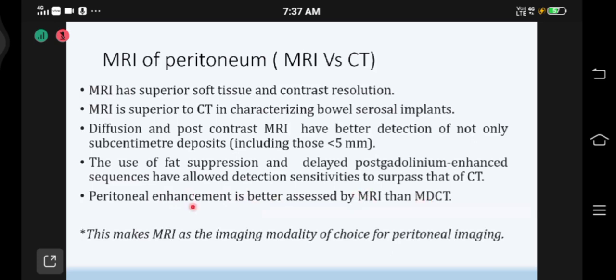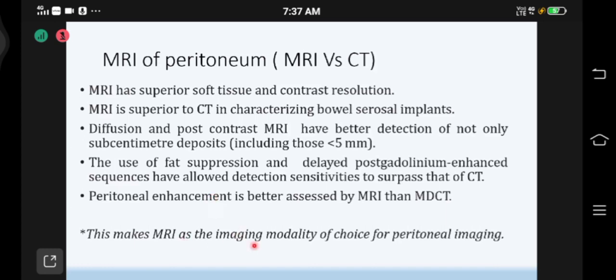So there is definitive good evidence for us to objectively compare against the background liver parenchyma, whether the peritoneal enhancement is lesser than the liver parenchyma, equal to it, or more than the liver parenchyma. We'll see this in a few of the slides. Unlike CT, it becomes difficult for us to visually delineate and tell that.